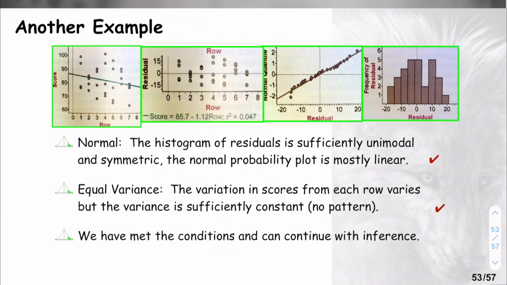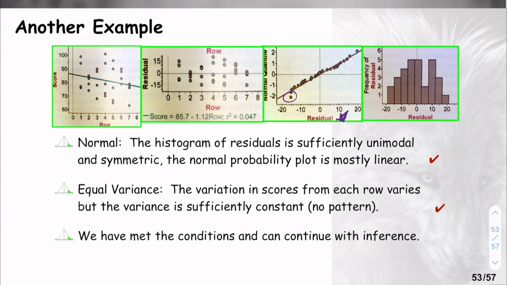Next, we look at our residual plots to check for normality. So the histogram of the residuals is sufficiently unimodal and symmetric. The normal probability plot is mostly linear, with those two values at the beginning, or in the -20 to -10 range. A little worrisome.